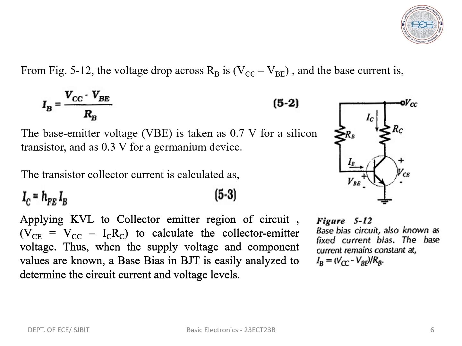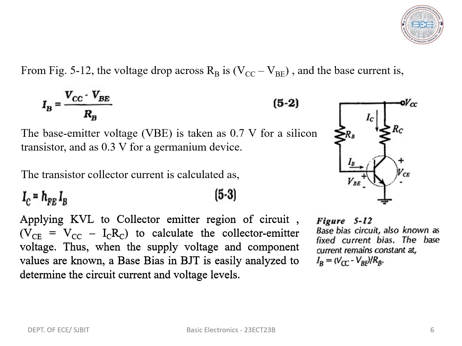So from this figure, the voltage drop across RB is VCC minus VBE and the base current is IB equals VCC minus VBE by RB. And the base emitter voltage VBE is taken as 0.7 volts for a silicon transistor and 0.3 volts for a germanium device. The transistor collector current is calculated as IC equals HFE into IB. Next, applying KVL to the collector region of the circuit.